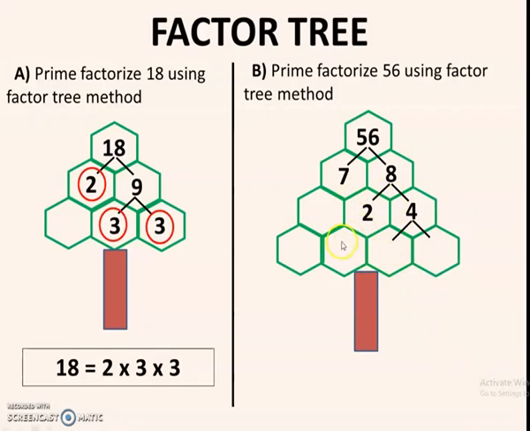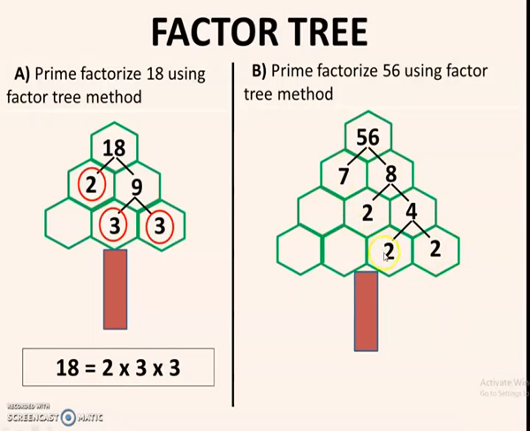So no branches. It is over here. But 4 is a composite number, so we will have to continue. 4, apart from 1 and 4, only goes in 2's table. 2 2's are 4.